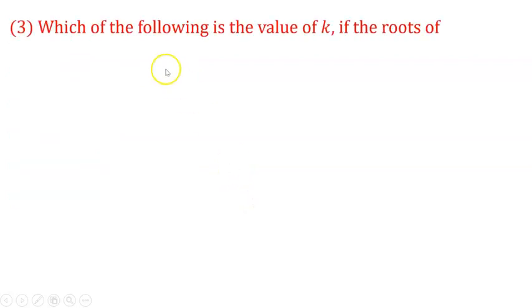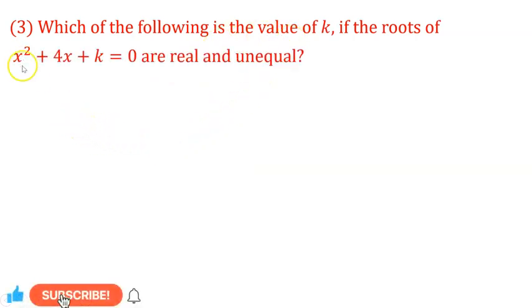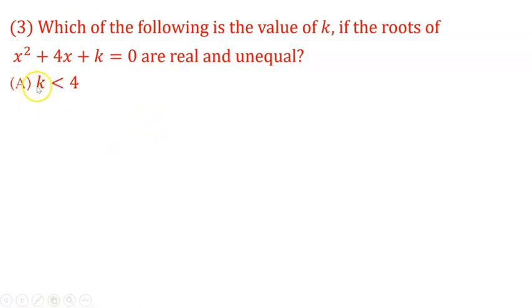Now next, which of the following is the value of k if the roots of x square plus 4x plus k equals 0 are real and unequal? Option A, k is less than 4. B, k is greater than 4. C, k is less than or equal to 4. And D, k is greater than or equal to 4.